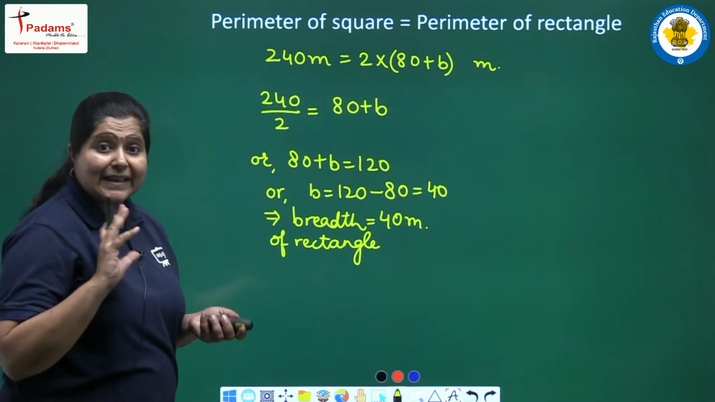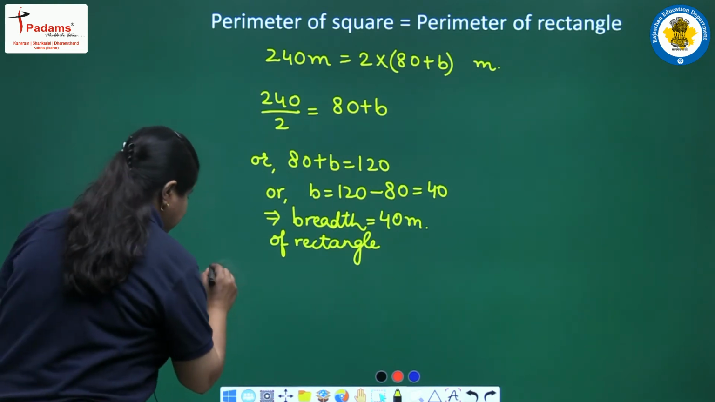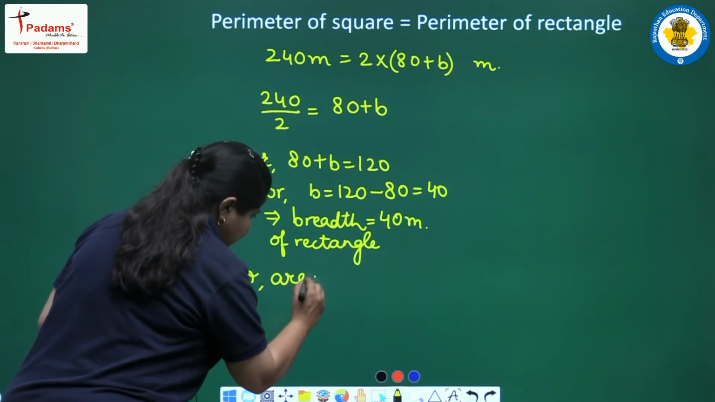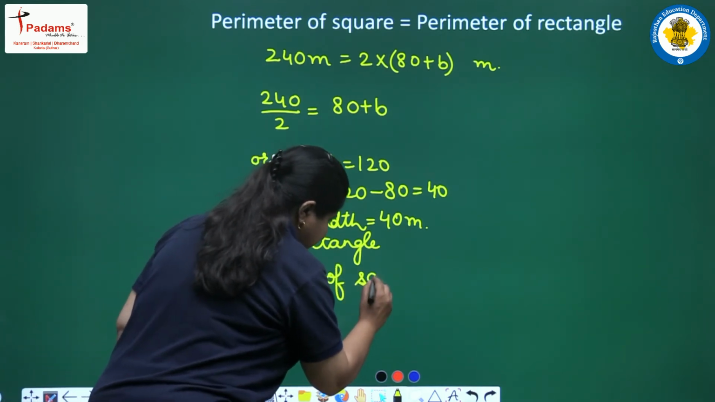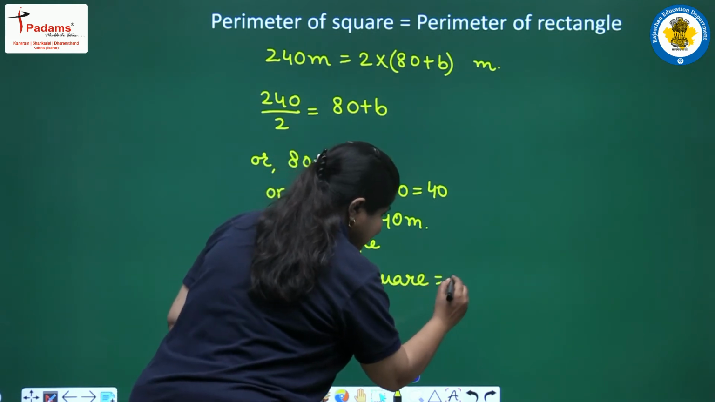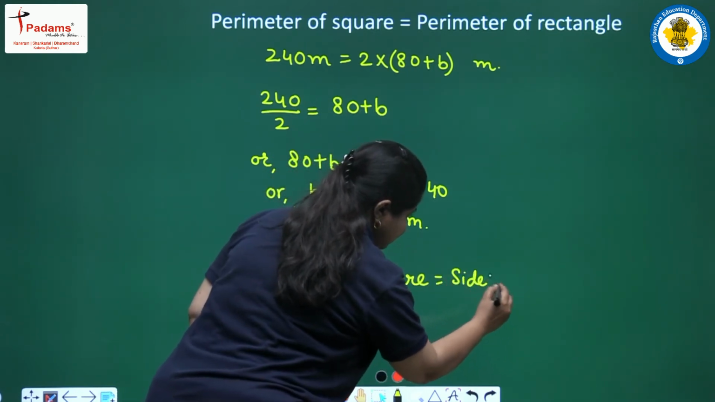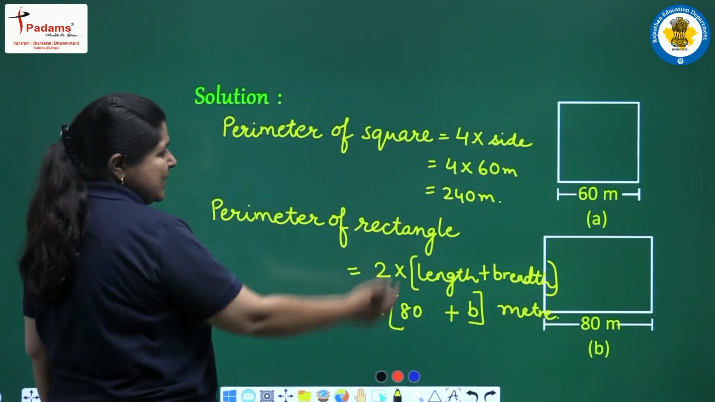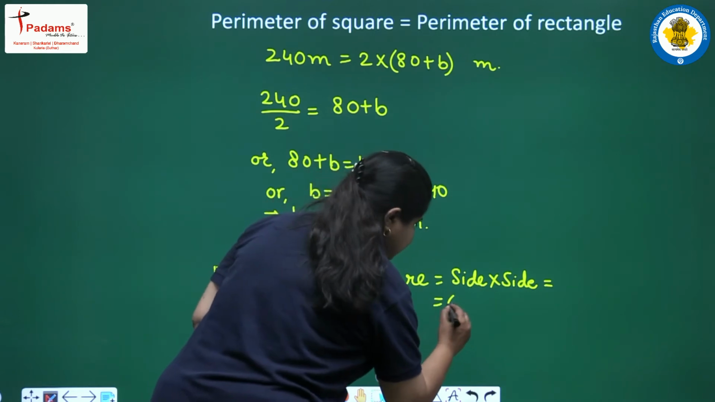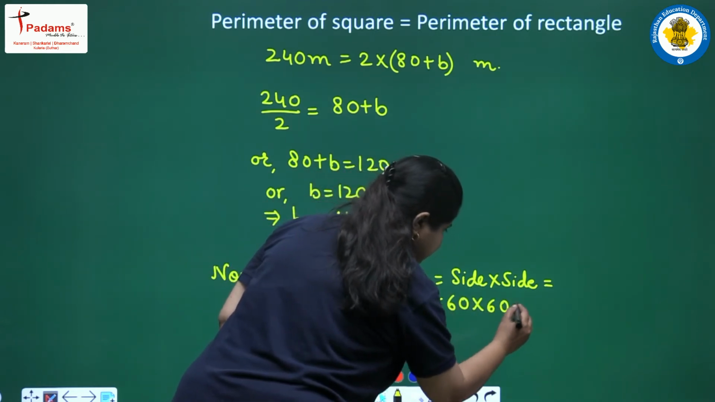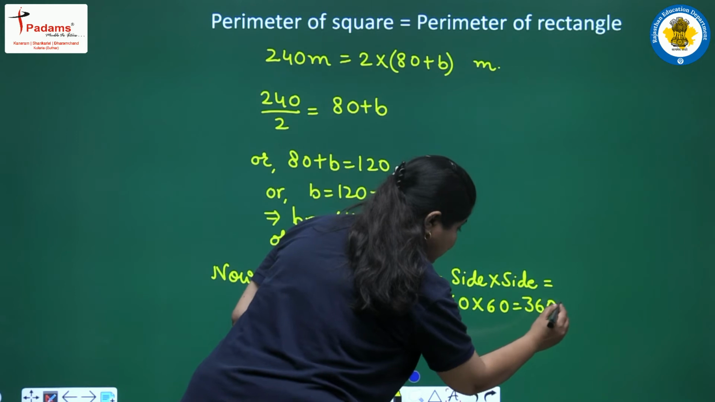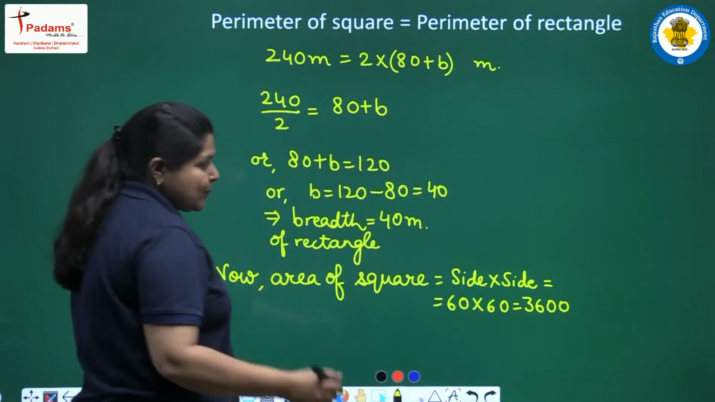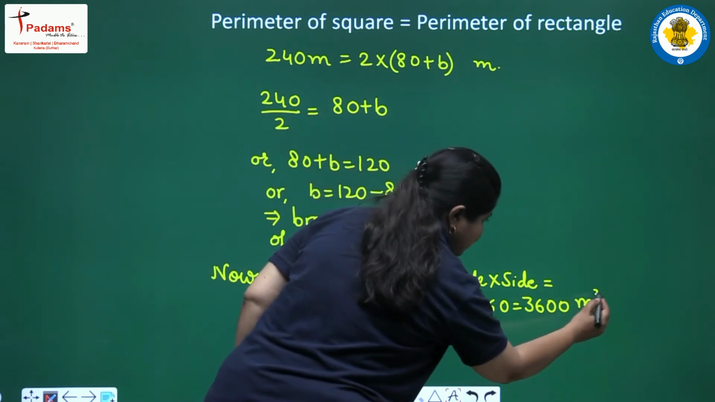Now we have to compare the areas of the two figures. तो पहले हम find out करेंगे area of square. Area of square is equal to side into side. This we know very well. And now our side is given as 60 meters, so this will be equal to 60 into 60. This is equal to 3600. And now since we are finding the area, the unit should be very much clear in your mind. It will be meter square.